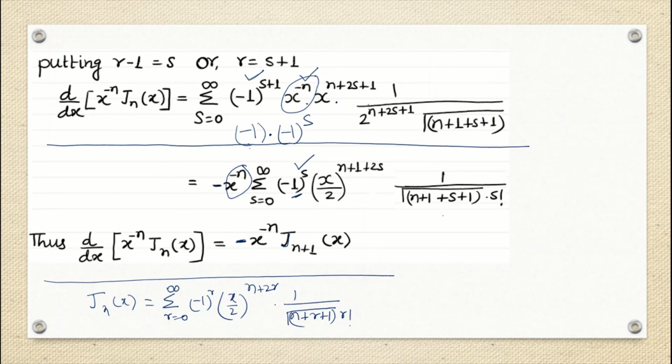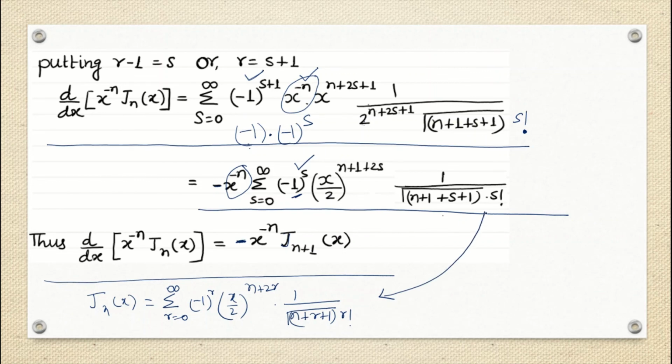Okay. Now this is nothing but n plus 1 plus 2s, correct? And in the denominator, 2 to the power is also n plus 1 plus 2s. So we can write x by 2 to the power n plus 1 plus 2s. And then 1 by, this is the same thing, gamma n plus 1 plus s plus 1, and then factorial s. Here also we have factorial s. We will just compare this term with this J n x term.